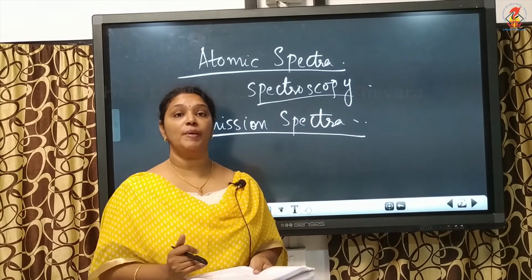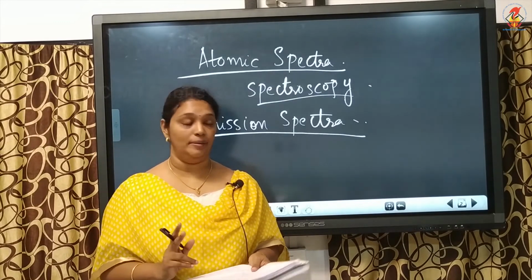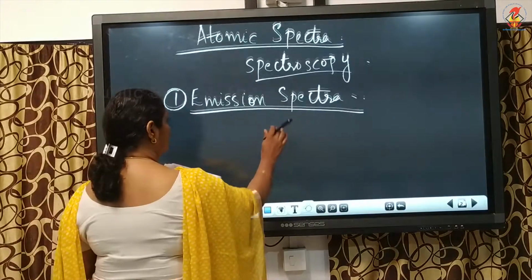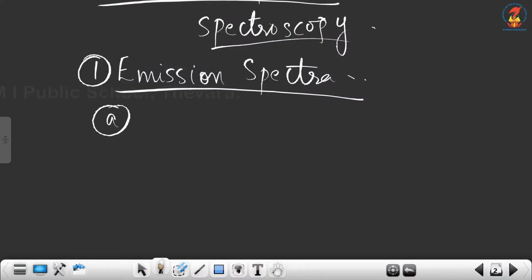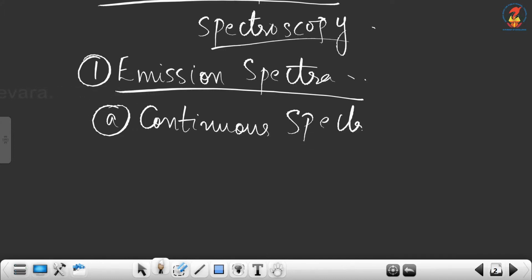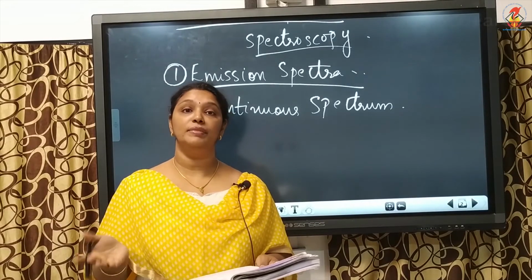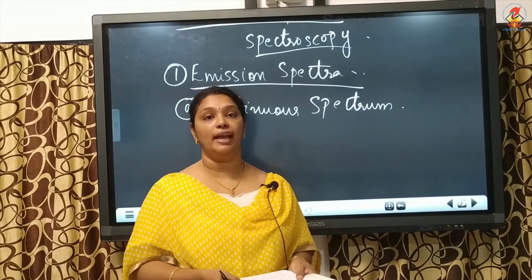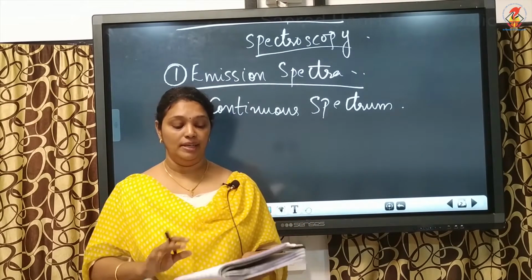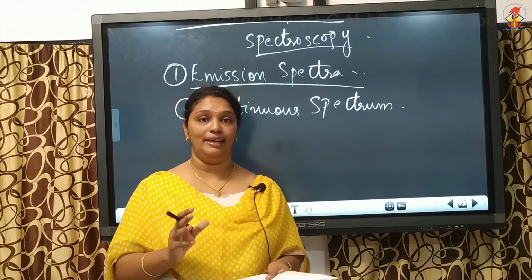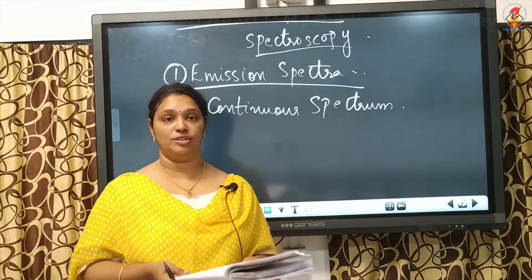Now the emission spectra can be divided into two types. The first type is continuous spectrum. Now, some spectra have continuity of colors, that is, one color merges into the other without any gap or discontinuity. For example, splitting or spectrum of white light is an example for a continuous spectrum.